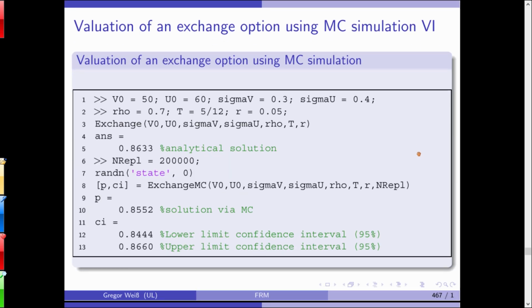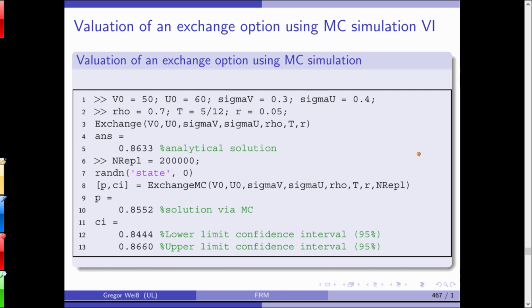So let's do a short example. We'll start with 50 for the first underlying and 60 for the second underlying. We'll assume a sigma V of 30% and sigma U of 40%. We have a correlation of 70%, a maturity of 5 months and an interest rate of 5%. From the Black-Scholes model, we know that the analytical solution is 0.8633. Now we'll run a Monte Carlo simulation with 200,000 replications.